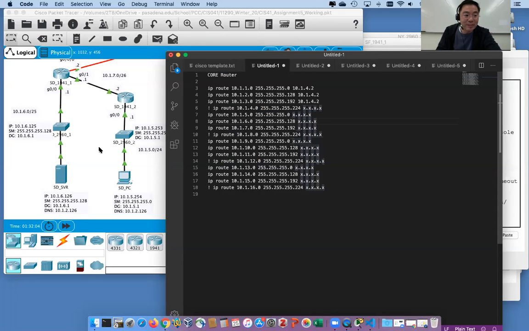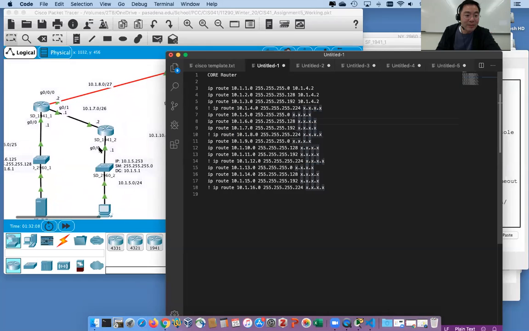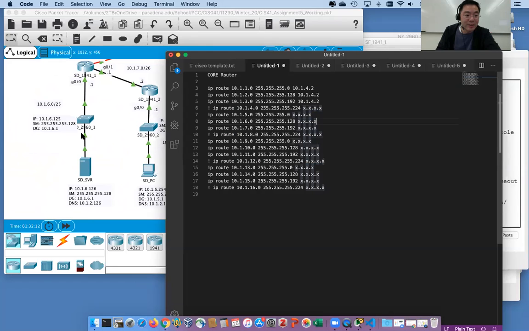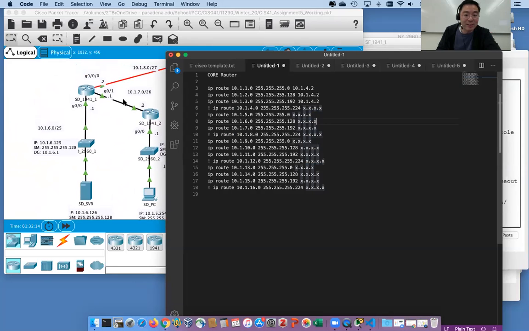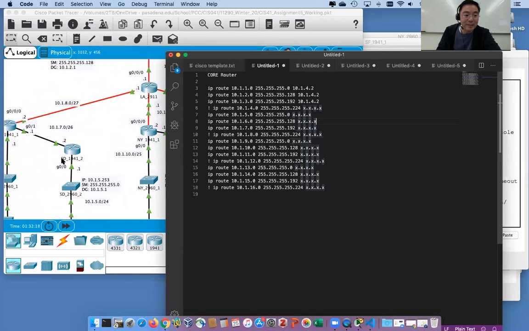Okay, 5, 6, and 7. So 5 is down here, 6 is out here, and 7 is down here. So the next hop IP for 5, 6, and 7, from the core router perspective, is 10.1.8.2.